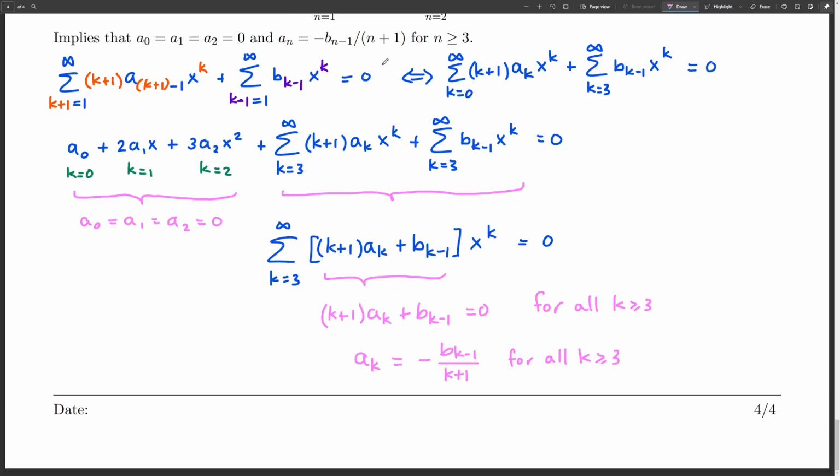And that's exactly what we needed to show, right? a sub n equals negative b sub n minus 1 over n plus 1 for n greater than or equal to 3. Well, that's exactly what we have here. The only thing is that n is replaced by k. So those are the two things that we needed to show and that we have shown. So that completes this example.